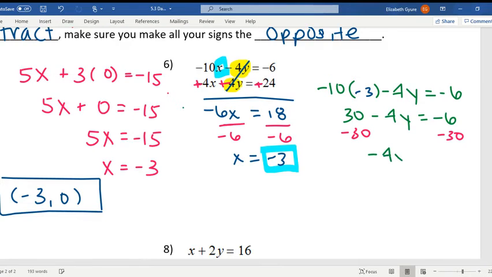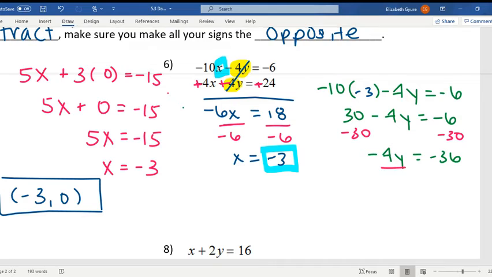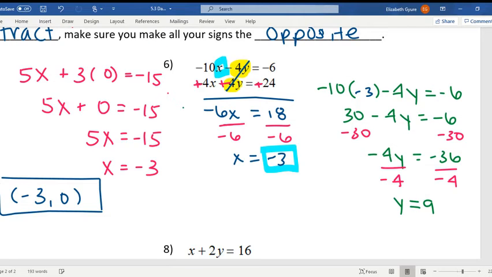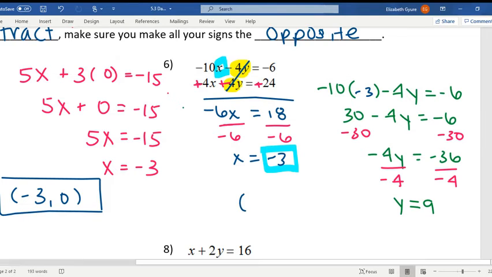So negative 4y equals negative 36. Divide by negative 4. And you're going to get that y is 9. And then last thing, don't forget, we need to write our final answer as a coordinate point, negative 3, 9.